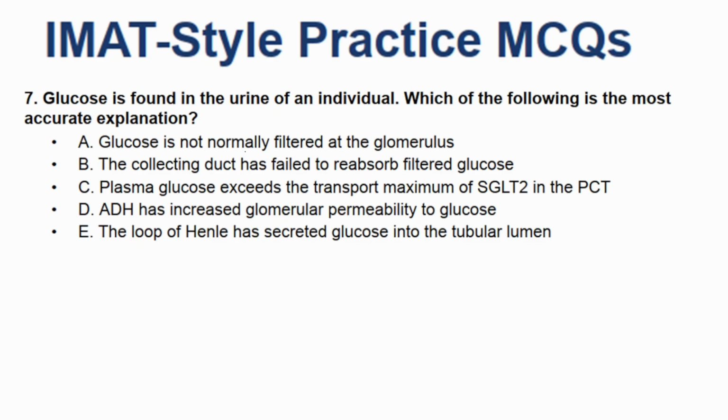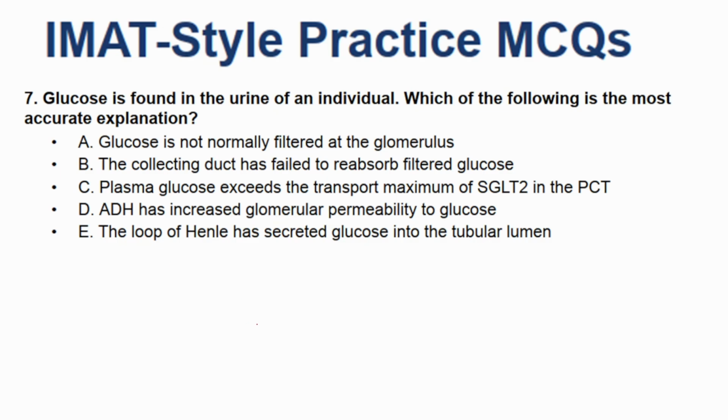Options: A, glucose is not normally filtered at the glomerulus. Option B, the collecting duct has failed to reabsorb filtered glucose. Option C, plasma glucose exceeds the transport maximum of SGLT2 in the PCT. Option D, ADH has increased glomerular permeability to glucose. And option E, the loop of Henle has secreted glucose into the tubular lumen.